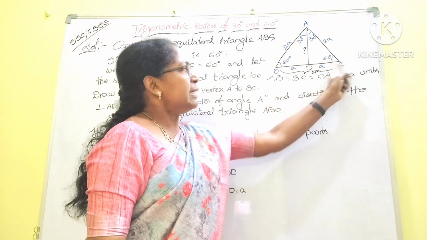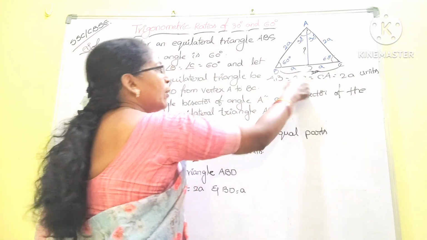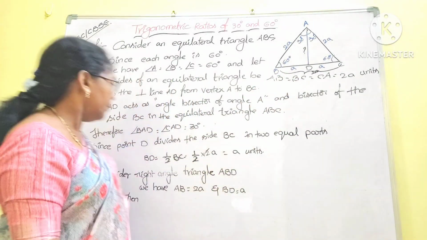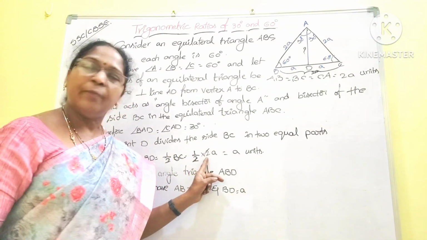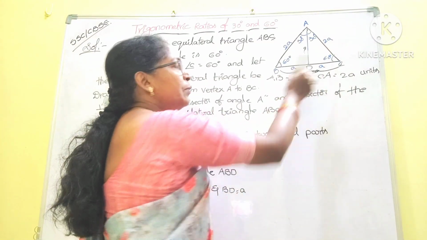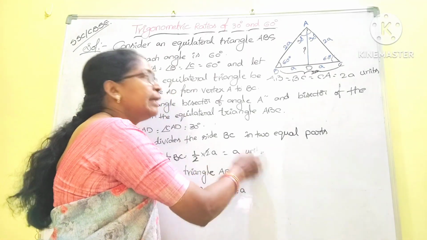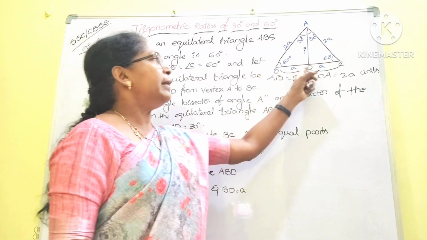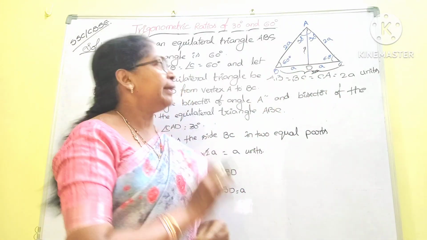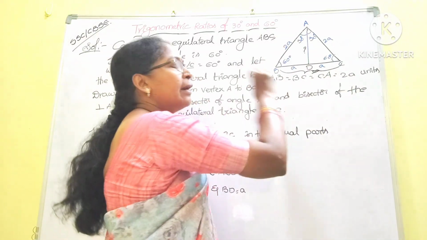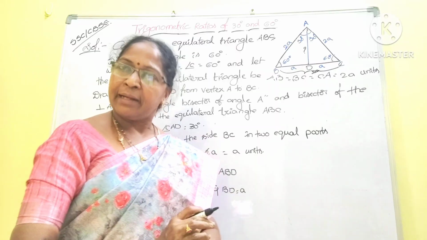BC we already assumed as 2A units. Then BD equals half of BC. So half into 2A, the 2 and 2 cancel, and you will get A units. BD equal to A, as well as DC also equal to A. First you have to find and write all the angles as well as the side values in this triangle.